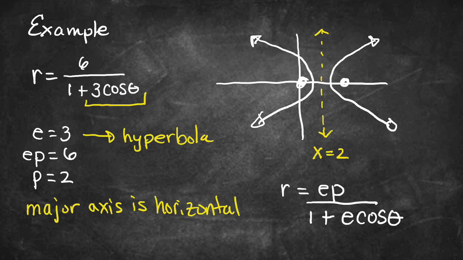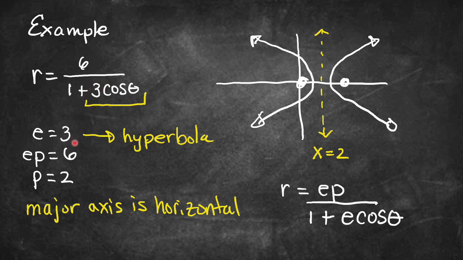All right, our last example, we're going to look at an example for a hyperbola. We have this equation here. R is equal to 6 over 1 plus 3 cosine theta. Now, first we need to find our e, which means we have to make sure there's a 1 down here in the denominator that's by itself, not with the cosine. So we have that here. It's already set up for us. So I know that my eccentricity, my e, is 3.